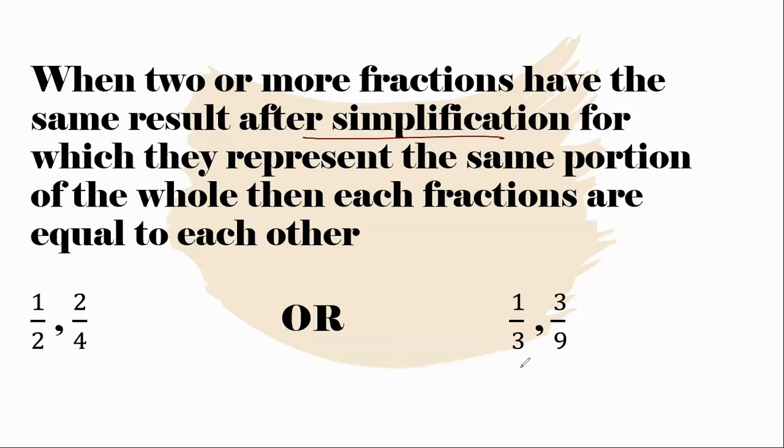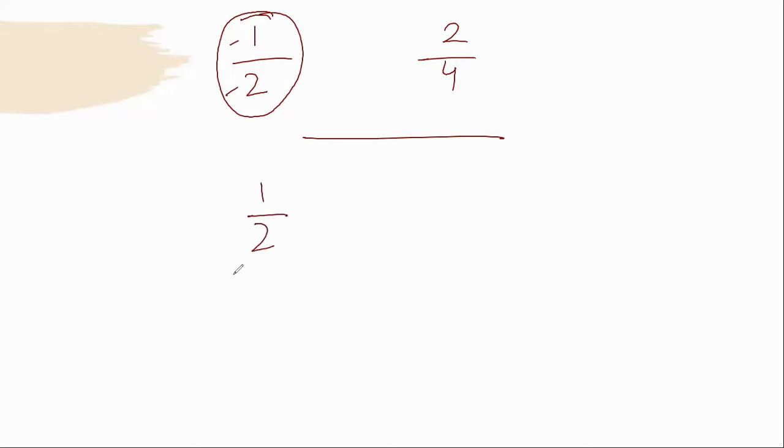For example, I will take a very simple example like this one, 1 over 2 and 2 over 4. These are the two fractions. We always have to reduce the fraction, simplifying the numerator and denominator by the same number. The numerator and denominator of 1 over 2 are not divisible by any other number except themselves, so 1 over 2 can't be simplified further.